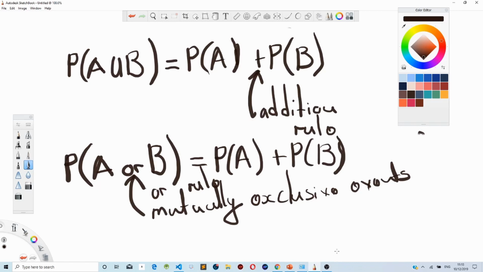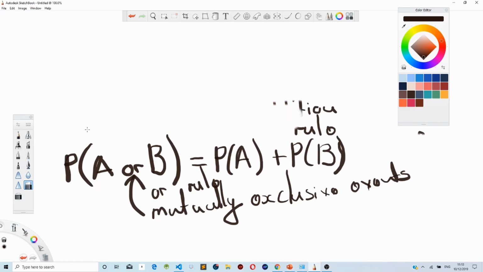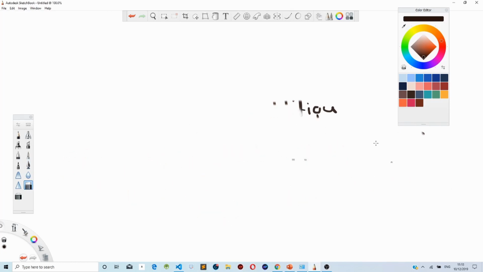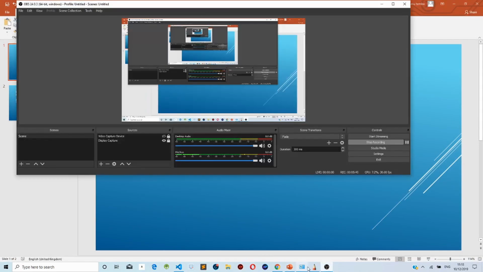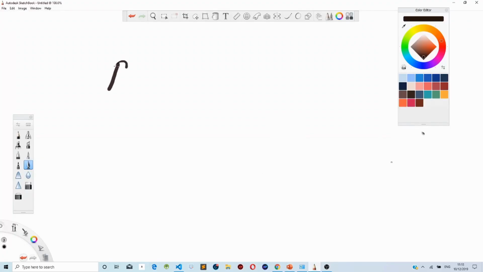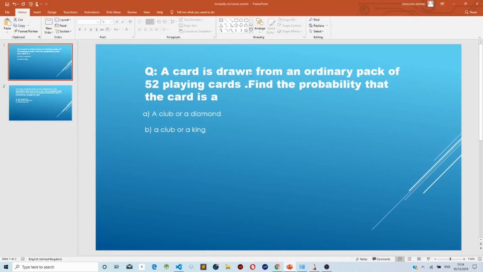Let us take a look at an example and solve mutually exclusive events. Here I have two questions for mutually exclusive events. The first question is: a card is drawn from an ordinary pack of 52 playing cards. We know that the total number of cards is 52. Find the probability that the card is a club or a diamond.